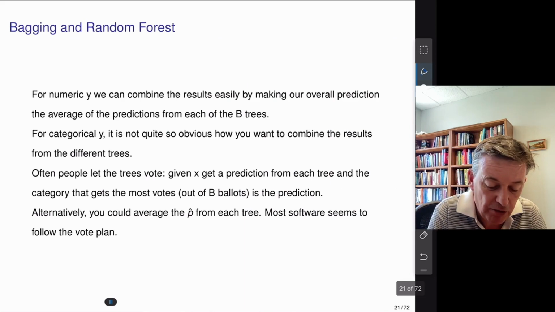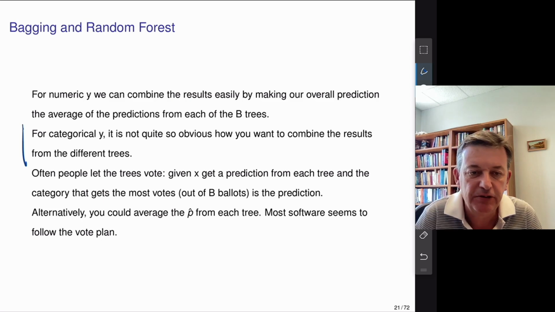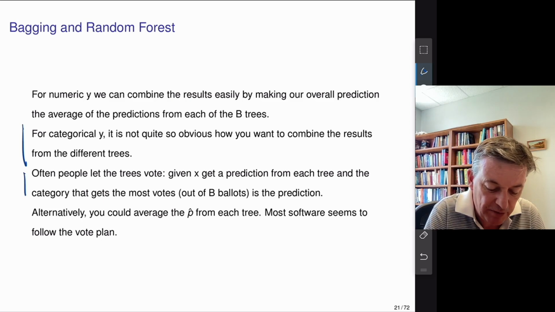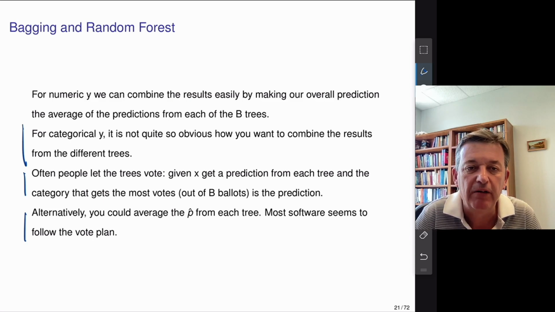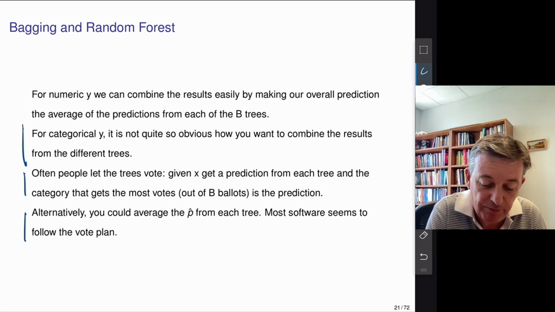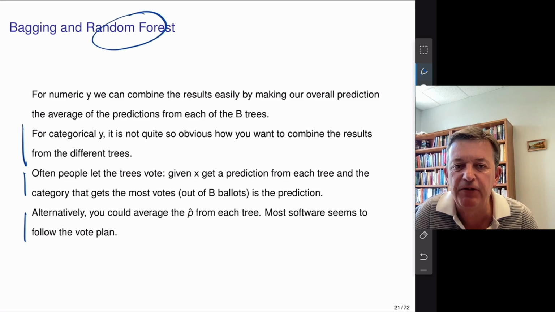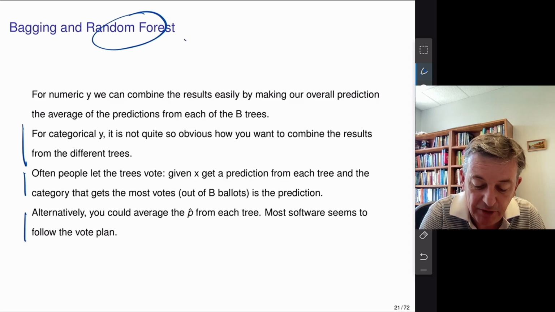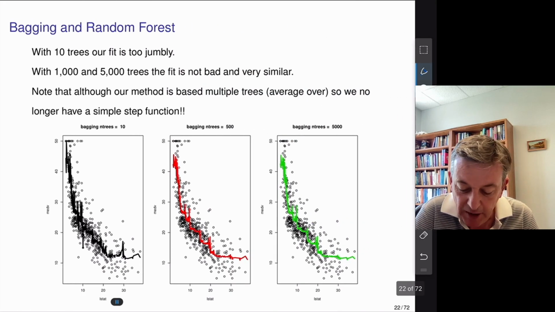If Y is categorical, it's a little bit more tricky to figure out how to make predictions. There's the voting method, and there's the averaging of probabilities method as well. And again, random forest is very simple to fit. It's like 2 lines of code in R, the RF command, and again, you can essentially bag over a bunch of trees quite simply.